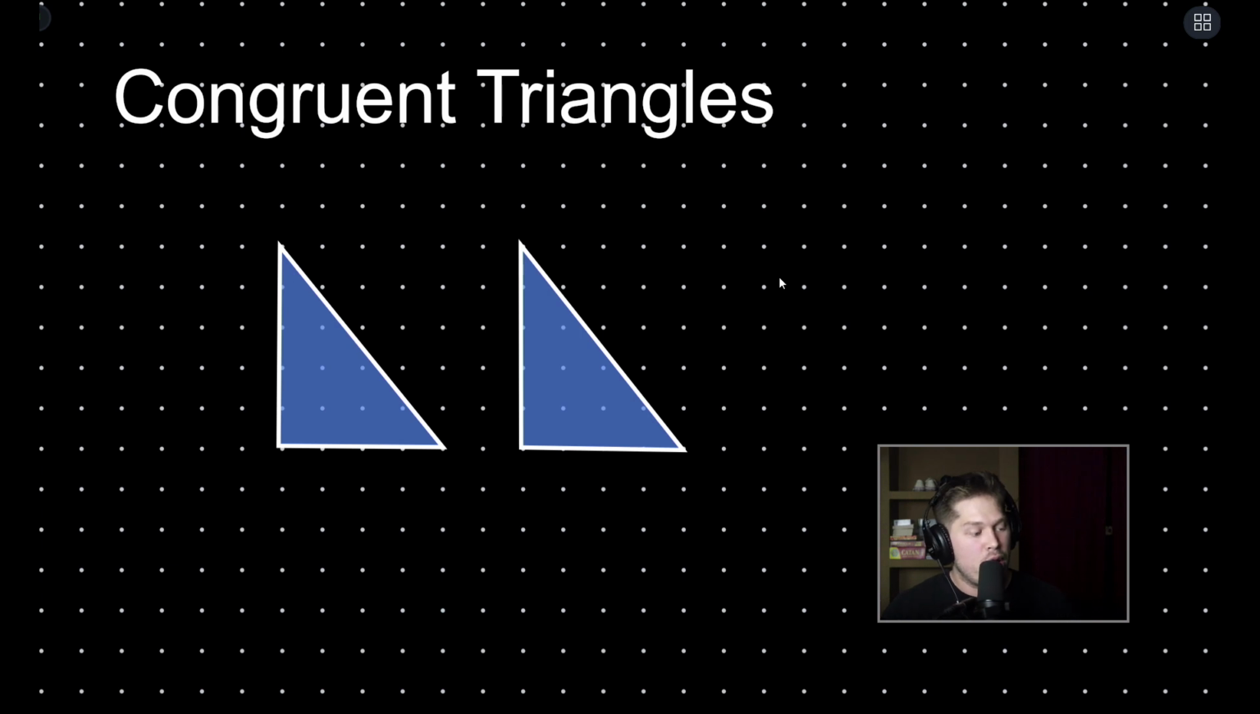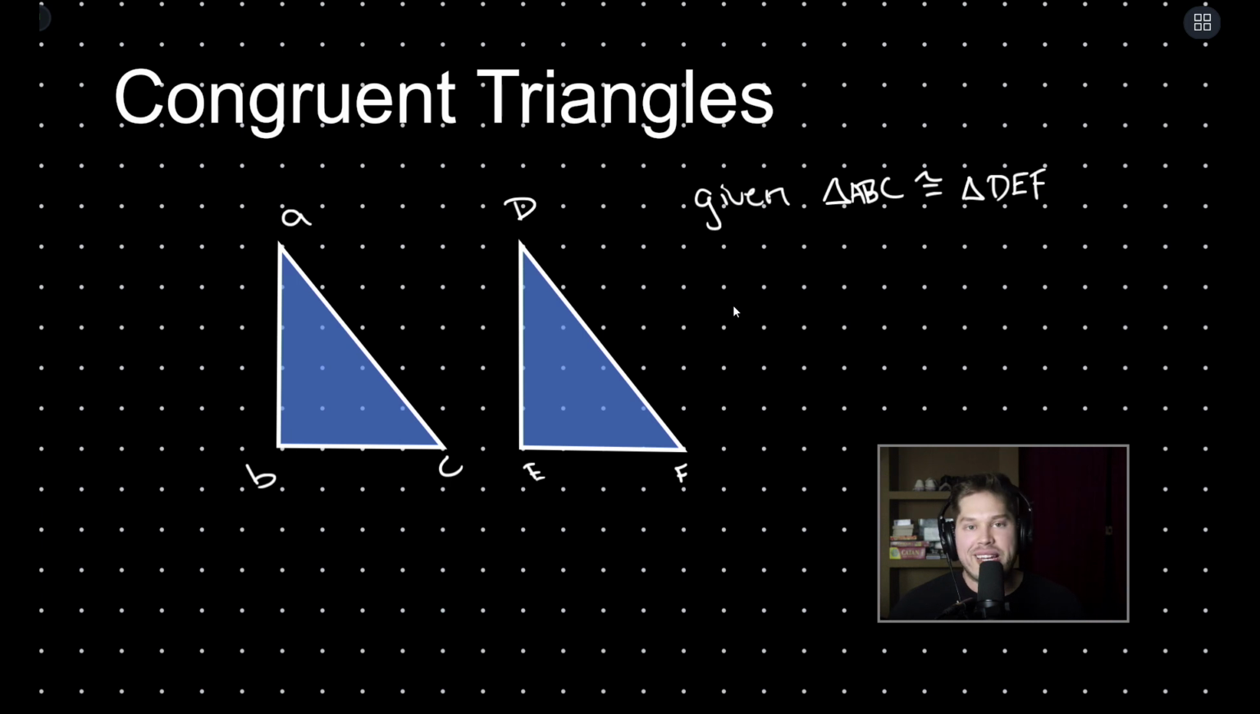So first of all, what exactly does it mean if we have two congruent triangles? Let's say we have triangle ABC and triangle DEF, and we're going to be going over proofs. So let's say we are given that triangle ABC is congruent to triangle DEF. What exactly does that mean? What exactly does congruency imply?